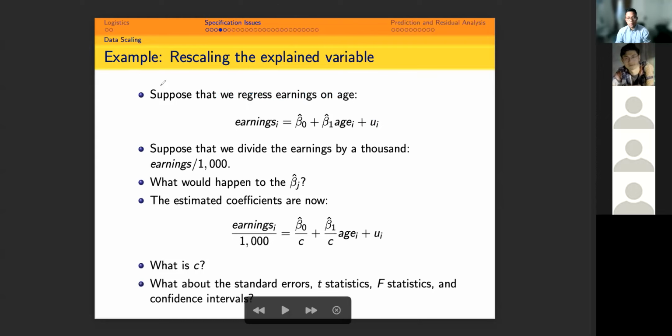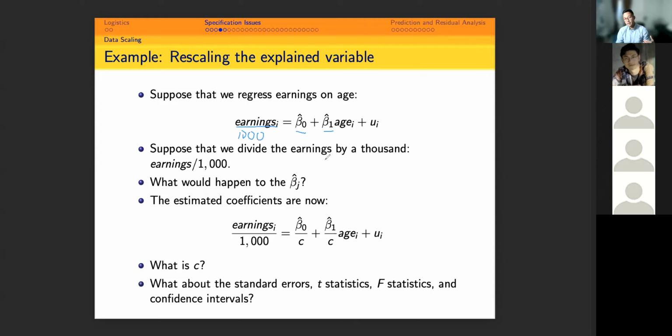Suppose that we regress earnings on age. So this is the variable without the transformation. Now, suppose that we divide the earnings by 1,000. What would happen to the estimated coefficients, the beta hat j? Or in this case, what would happen to the beta hat 0, and what would happen to the beta hat 1?